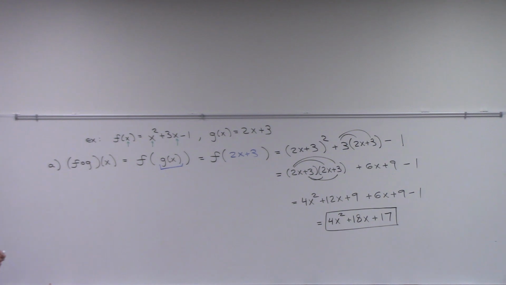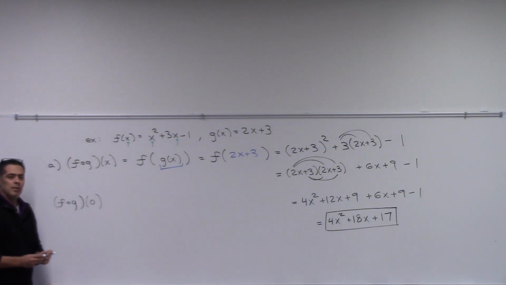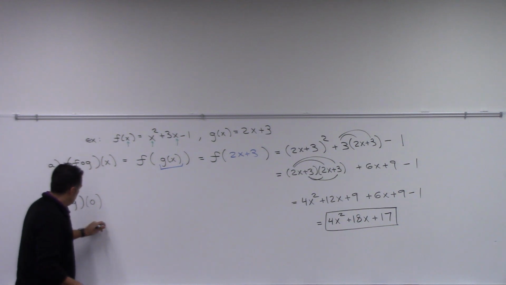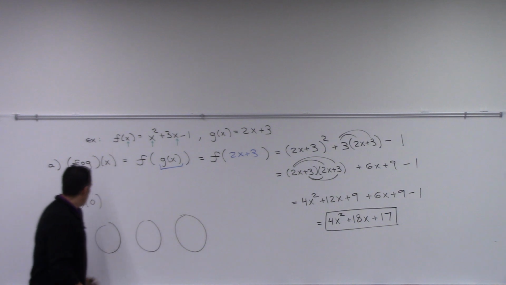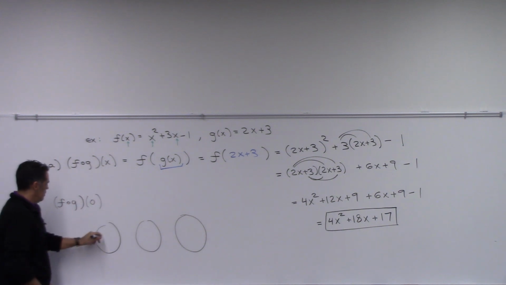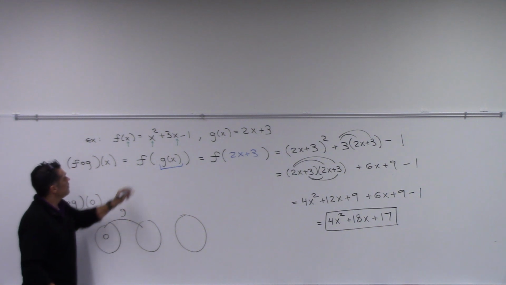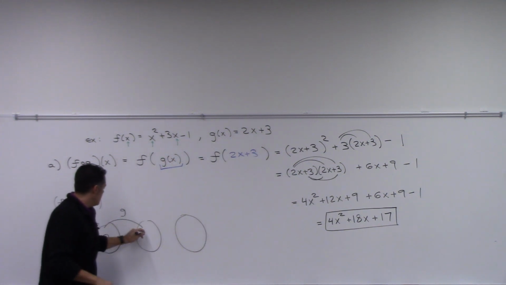So let me ask you this. What is f of g of 0? Okay, let's do what we did on the previous example, all right? Do it as a picture. Who gets 0 first? G, right? So what happens when you plug 0 into G? What do you get? 0 into here, you get 3. Everyone see that? You get 3.